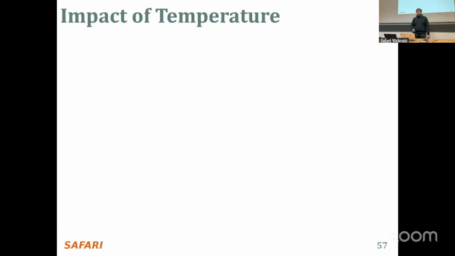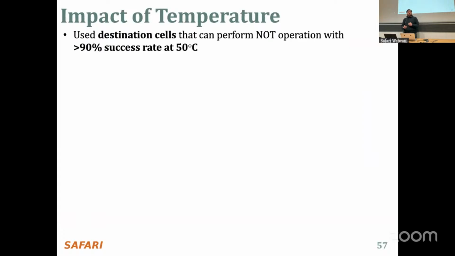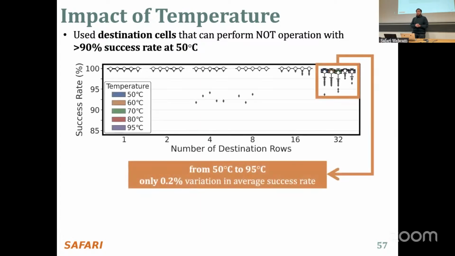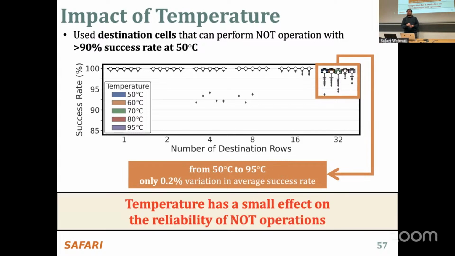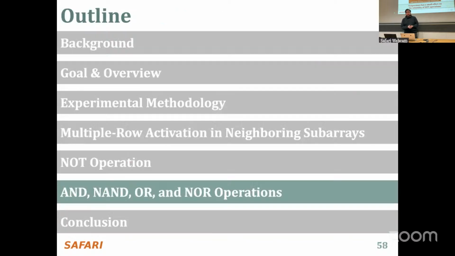So now let's take a look at the impact of temperature. We use destination cells that can perform the NOT operation with more than 90% success rate at 50 degrees Celsius to keep the experiment time reasonable. And we observe that there is only 0.2 variation in average success rate when we increase the temperature from 50 degrees Celsius to 95 degrees Celsius. And we conclude that temperature has a small effect on the reliability of NOT operations.